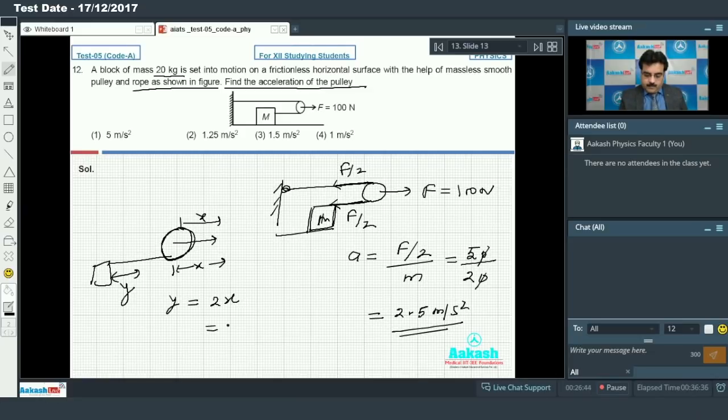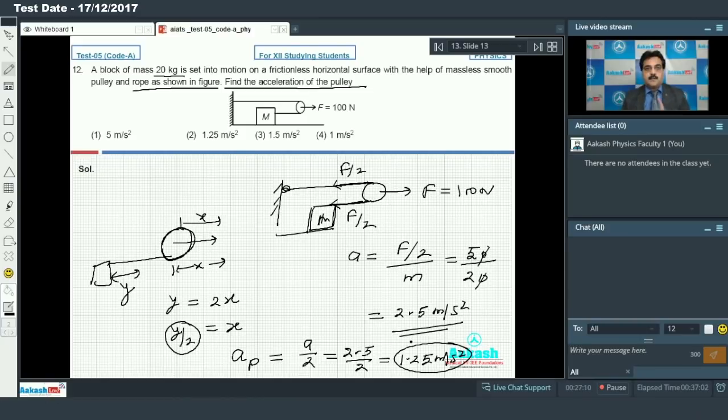So if I go for the displacement of x, we'll see by 2, half of the displacement of the block. So by this observation we can say that the acceleration of the pulley will be half of the acceleration of the block. So we'll write 2.5 divided by 2. My final answer is 1.25 meter per second square, and this is the acceleration of the pulley. So my option number 2 is correct.